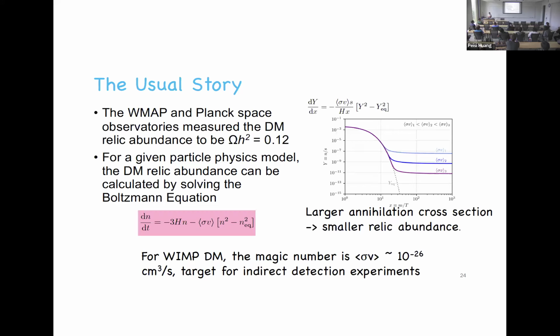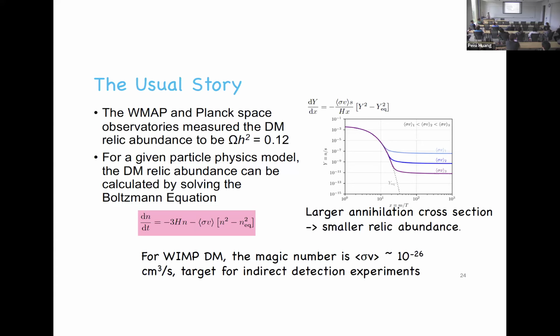The dark matter relic abundance is measured by WMAP and Planck to be 0.12. At the same time, for a given particle physics model, the dark matter relic abundance can be calculated by solving the Boltzmann equation. What matters from the particle physics model is the annihilation cross-section: larger annihilation cross-section means smaller relic abundance, as shown here. So for a given dark matter mass, there is a magic number for the annihilation cross-section that gives the right relic density.